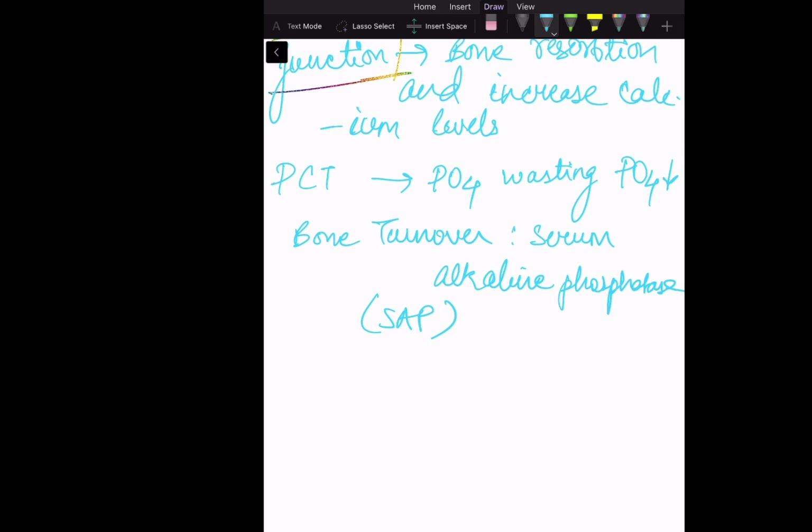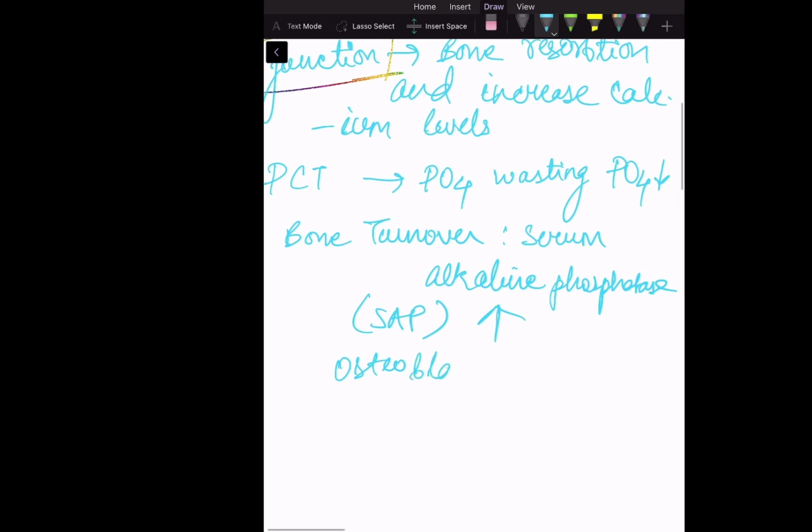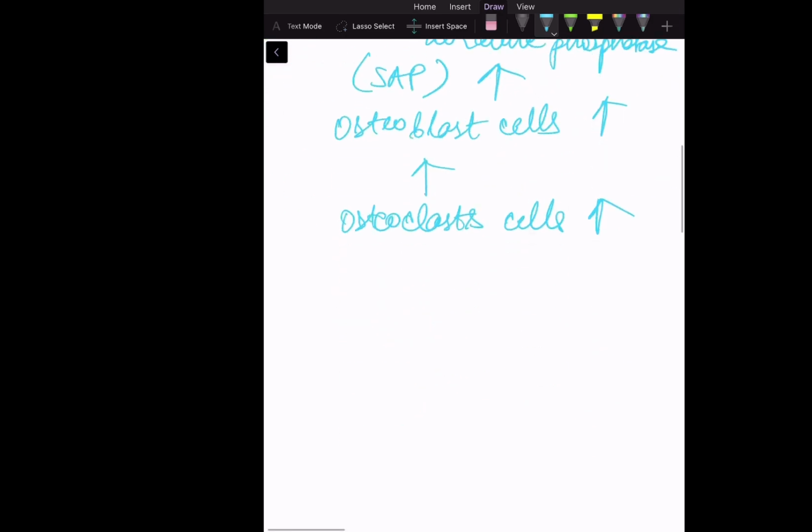And what SAP does: if serum alkaline phosphatase levels are increased, then automatically, it is made up of osteoblast cells. So if they are increasing, osteoblast cells will also increase, and if osteoblasts are increasing, then automatically osteoclast cells will also increase. It all depends on SAP. So what is basically SAP?